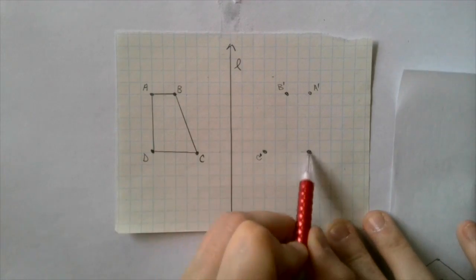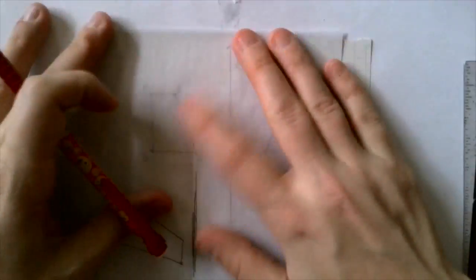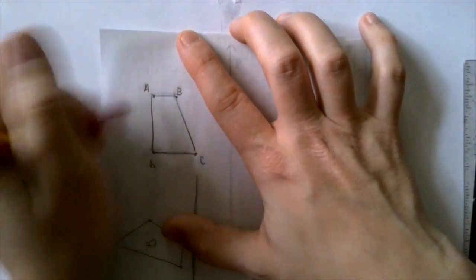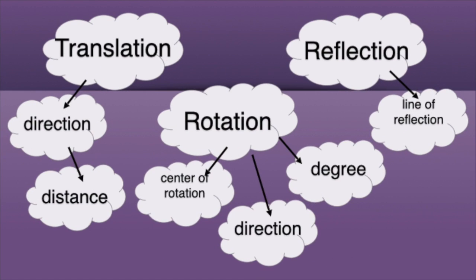Again, I use my protractor tool as just a straight edge to make straight lines. Be sure to always use your trace paper as a tool to check to make sure you perform the transformation correctly. Hopefully this tutorial will help you when describing and performing translations, rotations, and reflections. Be sure to include all the important details.